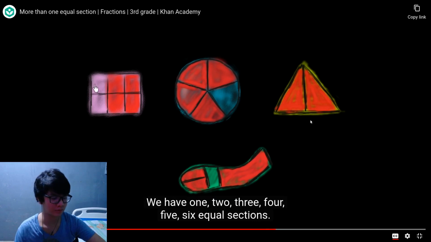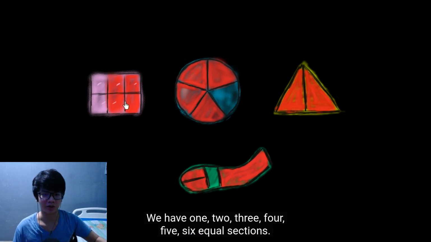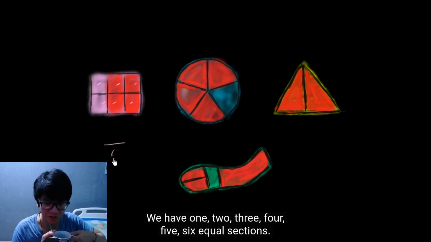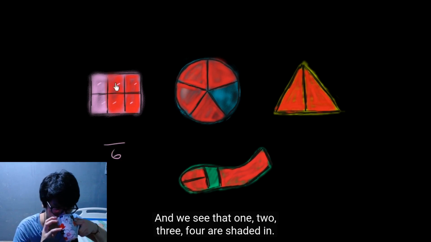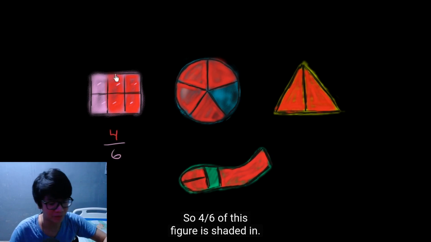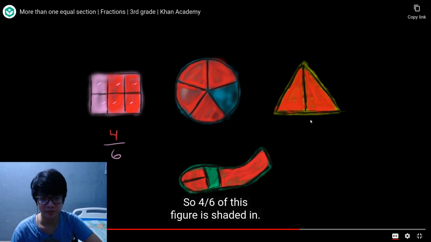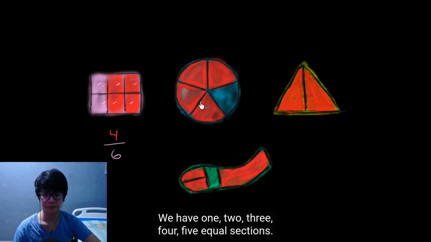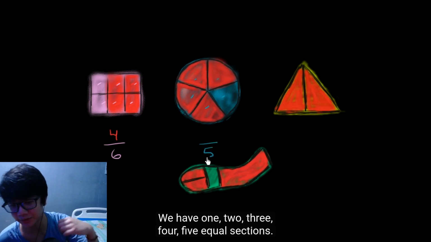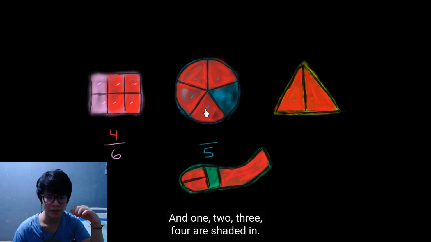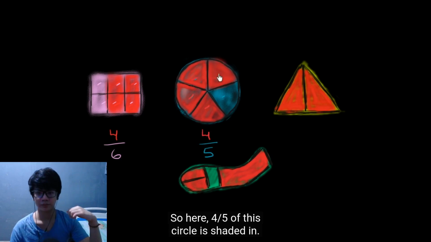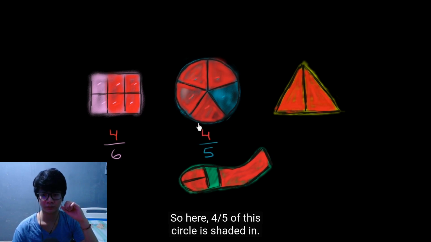First one. We have 1, 2, 3, 4, 5, 6 equal sections. And we see that 1, 2, 3, 4 are shaded in. So 4/6 of this figure is shaded in. Let's go over here. We have 1, 2, 3, 4, 5 equal sections, 5 equal fifths. And 1, 2, 3, 4 are shaded in. So 4/5 of this circle is shaded in.